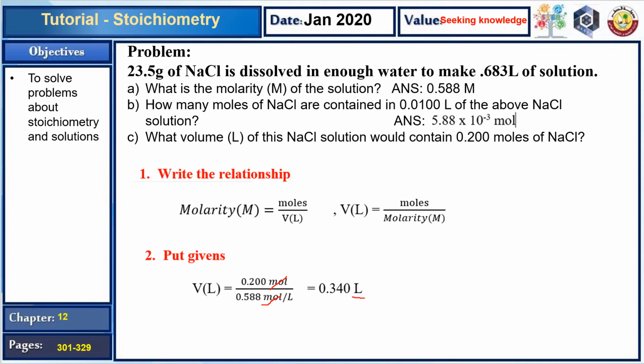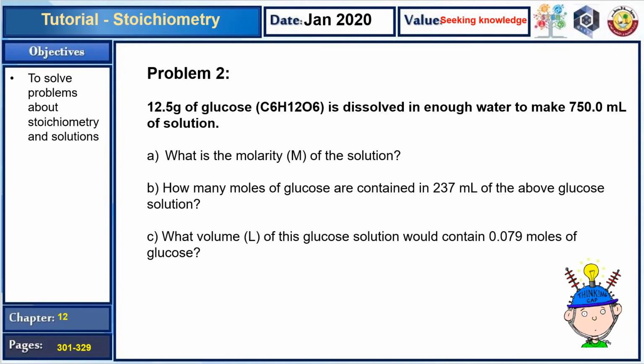Now I will give you a chance to test your understanding and knowledge while solving problem number 2. You can stop the video and use the same principles as we applied while solving problem number 1. Don't forget, first step, write the givens. Second step, write the relationship. Third step, put givens in the relationship formula and calculate the result. Good luck.